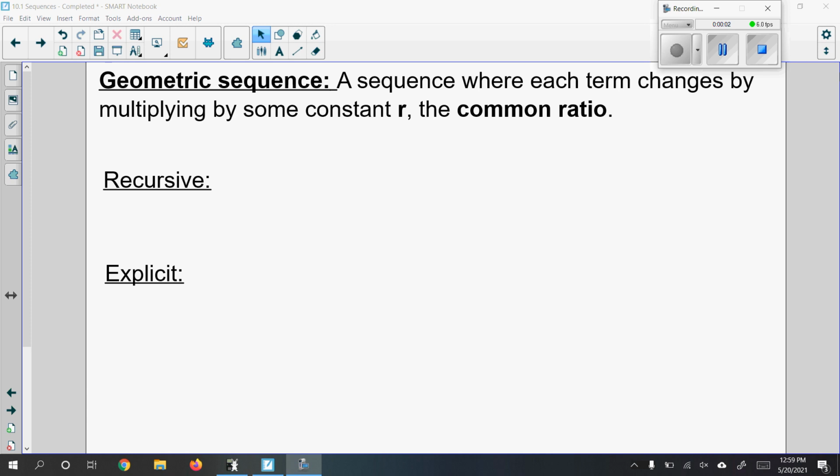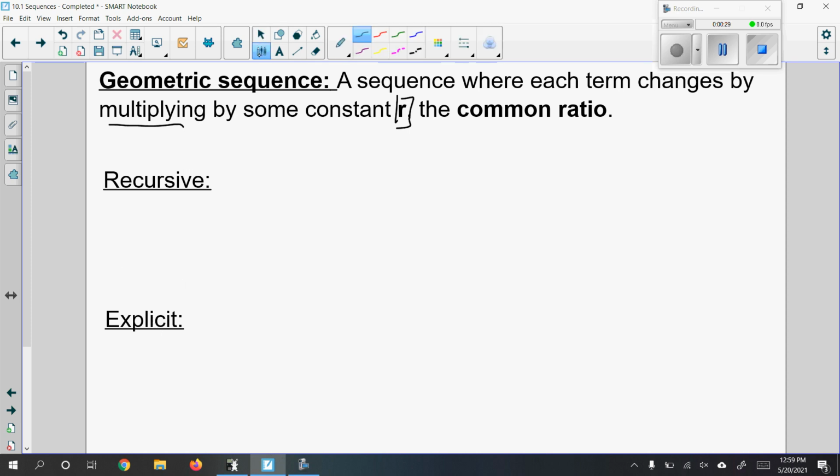Now let's take a look at some geometric sequences. So a geometric sequence, like an arithmetic sequence, changes by the same amount each time. But this time, we are going to be multiplying by some constant r. And r is called the common ratio. Also, like arithmetic sequences, they can be written recursively or explicitly.